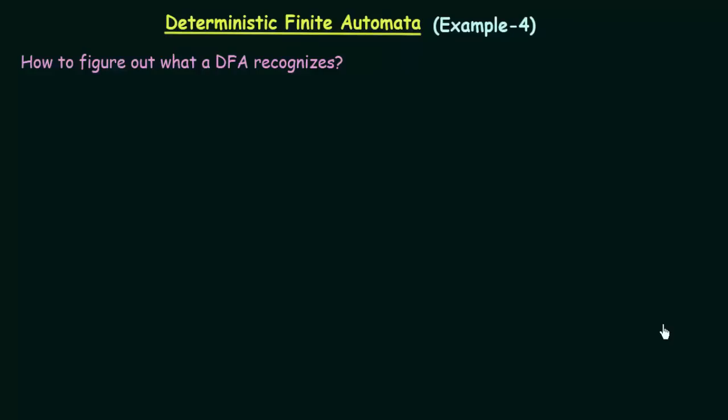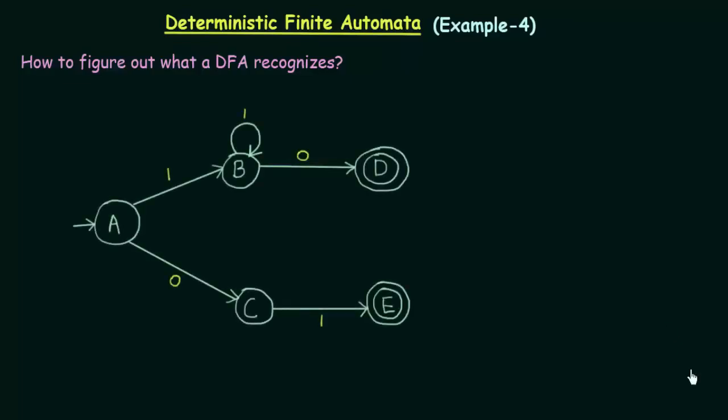Given a DFA, how to figure out what it recognizes. Alright, so let's get started. Okay, so here we have a DFA. We have this figure over here, and we have to figure out what this DFA recognizes. So just by looking at this, what can we see?